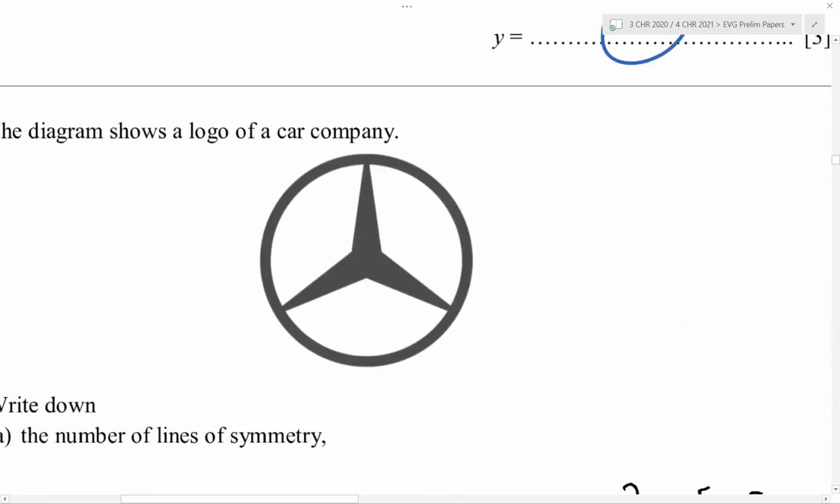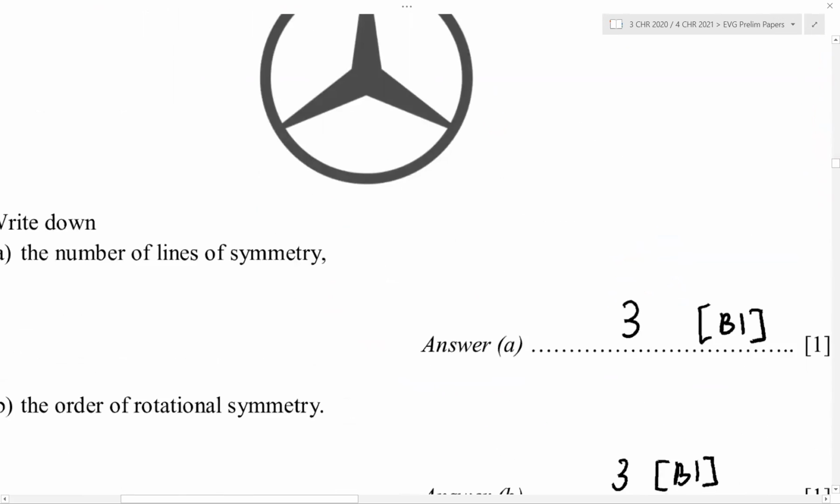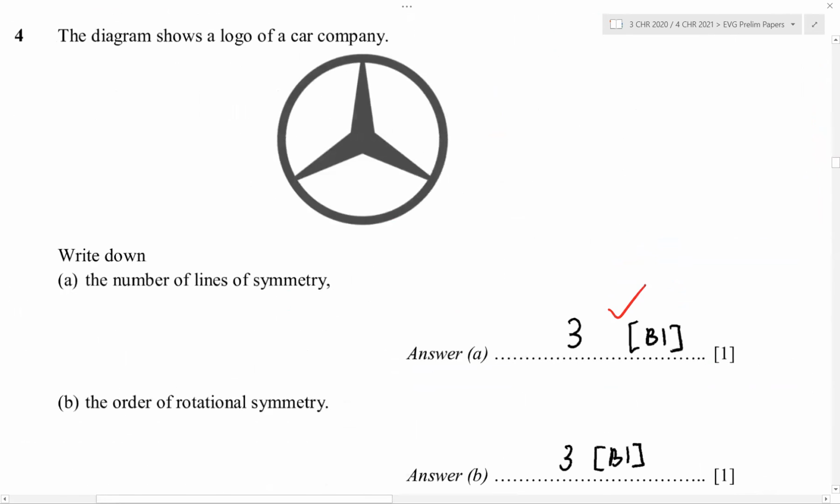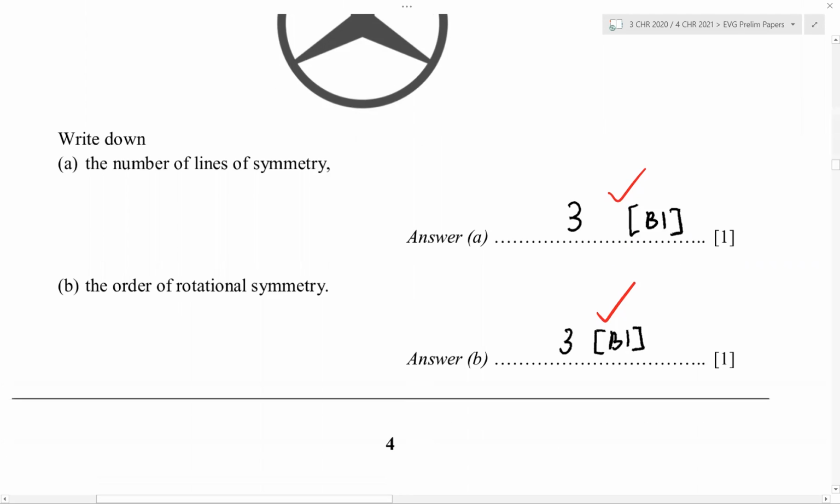Okay, car logo. What car is this? What brand is this? Mercedes. Okay, line of symmetry, 3. Ready? 1, 2, 3. Rotational symmetry. Take your paper and turn. How many times do you see it? 3 times. Do you see the same Mercedes logo appear 3 times? Yes, so that is rotational symmetry 3.